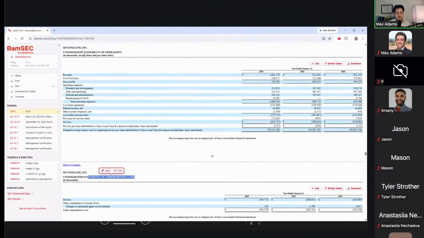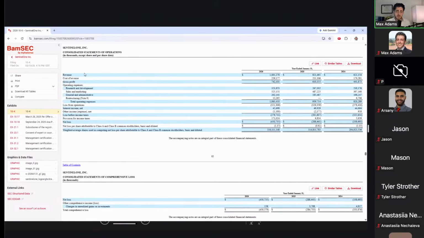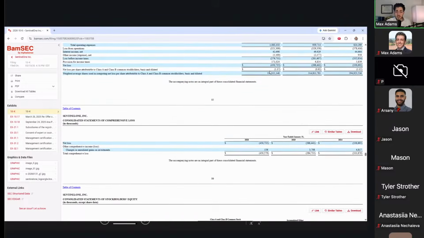The consolidated statements of operations, this is their income statement. You've got the revenue, the COGS, the gross profit, the OPEX, and things like that. This one's a pretty simple income statement. There really should be a lot more detail. At various other places in this document, we can find breakdowns of the revenue and breakdowns of the COGS and breakdowns of the OPEX and things like that. But this is just the simple version that's in the main financial section.